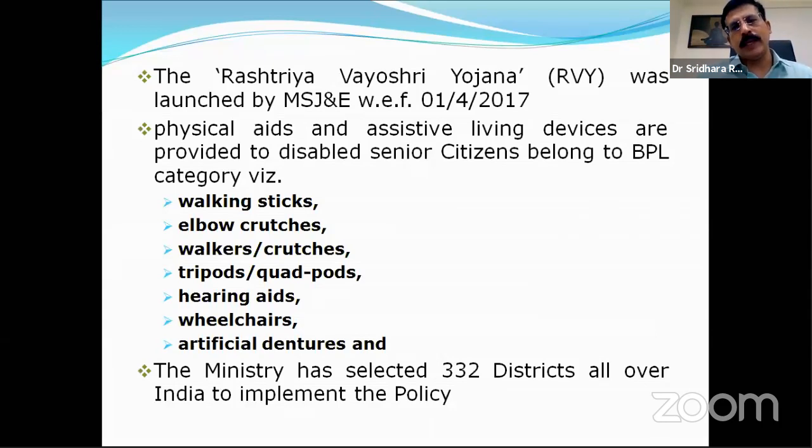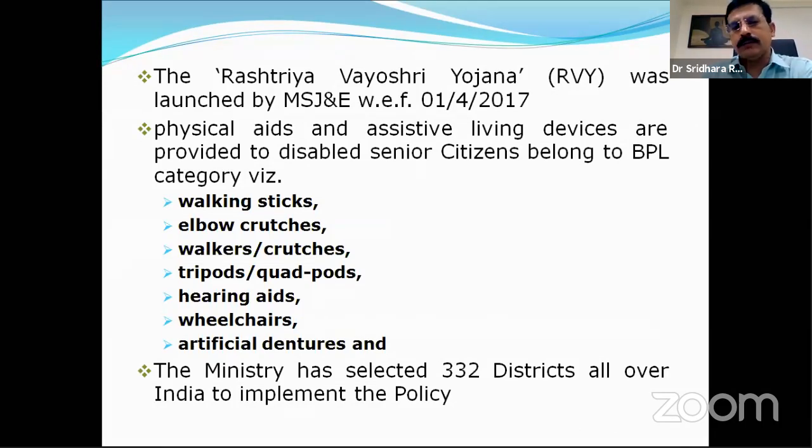Another main scheme is Rashtriya Vayoshri Yojana, providing aid and assistive devices to senior citizens. All over India, we have selected 332 districts so far. In those districts, senior citizens who come from below the poverty line, for them we are giving 8 types of assistive devices, like walking sticks, elbow crutches, walkers, tripods, hearing aids, wheelchairs, and dentures.